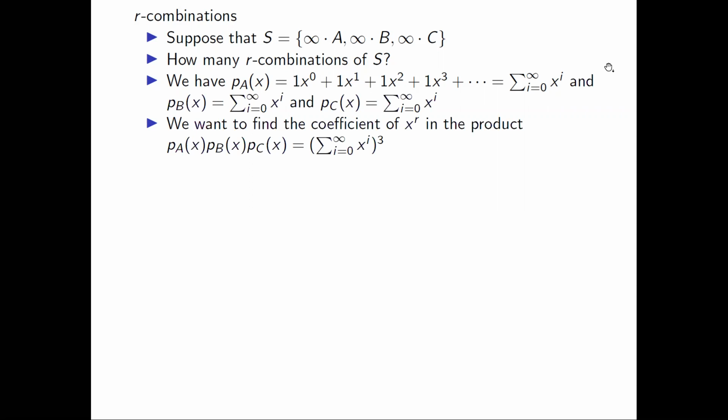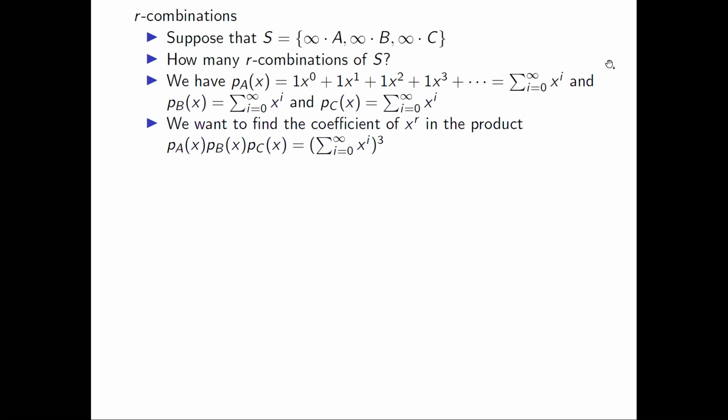So we're going to define some polynomials for each of our letters. Our P of A polynomial will be the same as on the last slide. It's just going to be 1 times x to the 0, plus 1 times x to the 1, plus 1 times x squared, plus 1 times x cubed, plus 1 times x to the 4th, and so on forever. Because any non-negative number of A's is possible since we have infinitely many A's, and each non-negative number of A's can occur in one way because all the A's are the same. So we have coefficients of 1 for every x to the i from i equals 0 to infinity. That simplifies to the sum from i equals 0 to infinity of x to the i. And that's the exact same polynomial we get for P sub B and for P sub C. They're all the exact same polynomial.